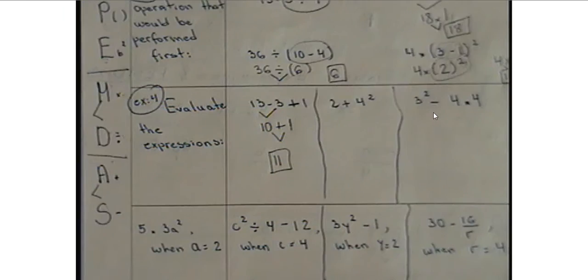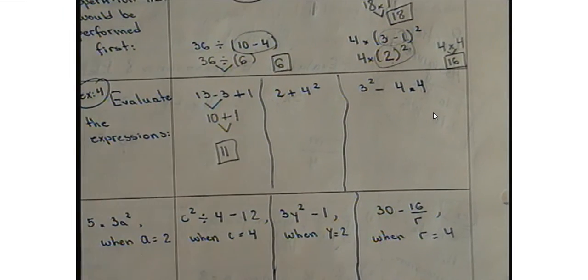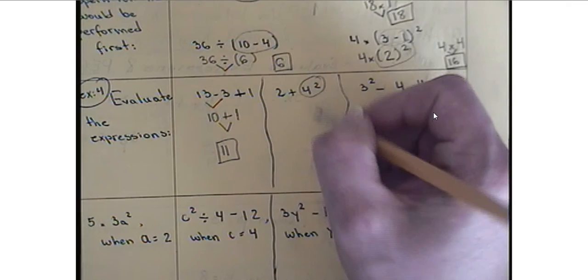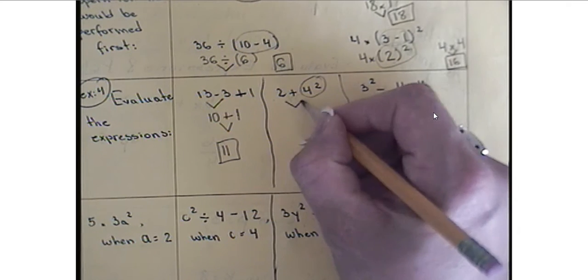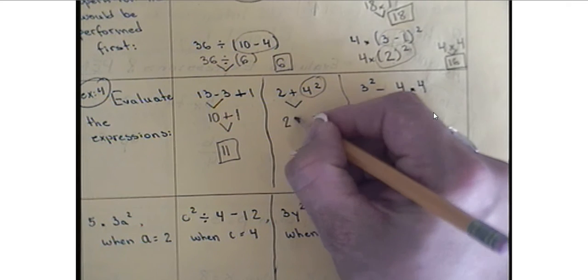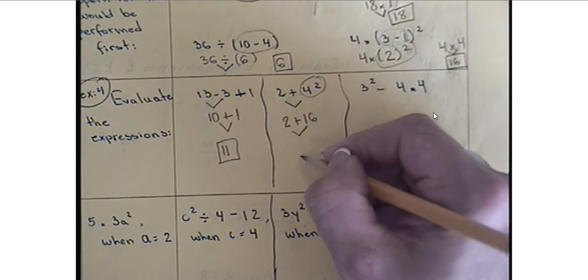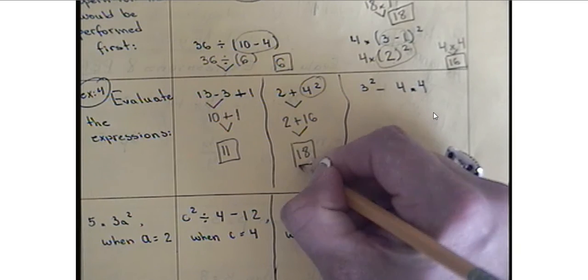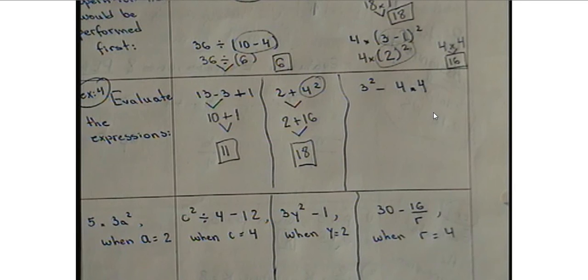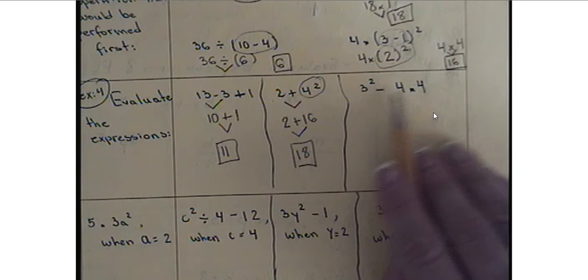Next example, we have 2 plus 4 squared. Exponent will be before addition. So what we're gonna do, we will say 2 plus 4 squared is 16. And 2 plus 16 will give me 18. Final answer. Next example, 3 squared minus 4 times 4.